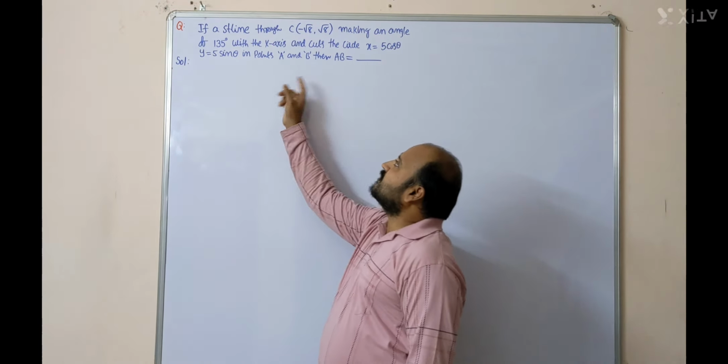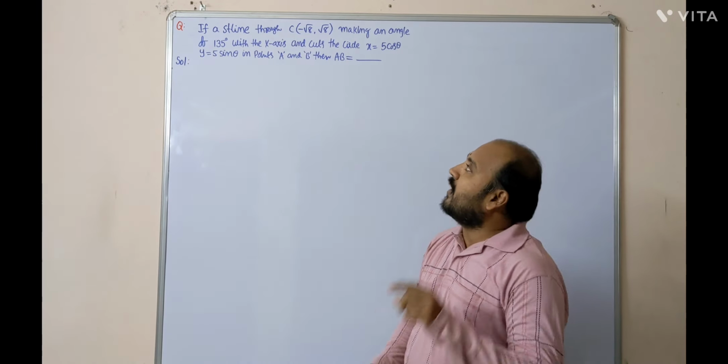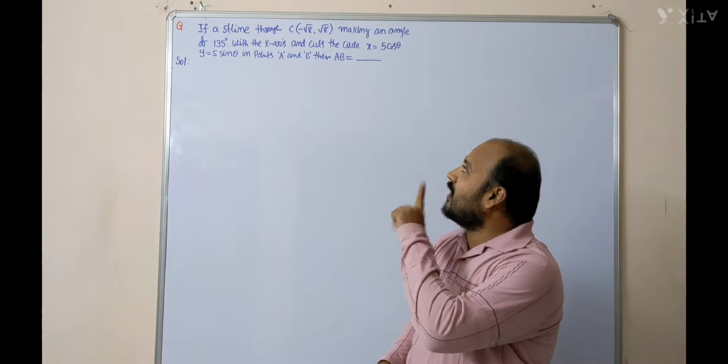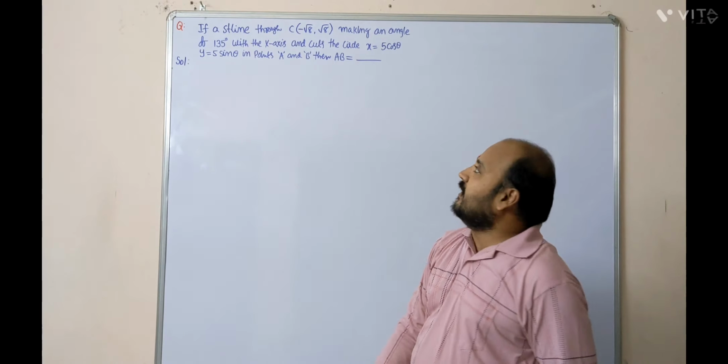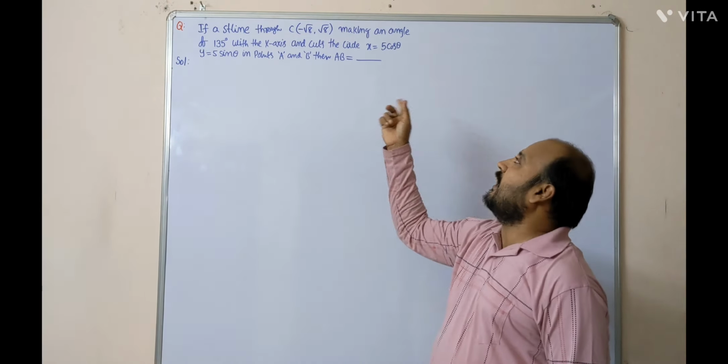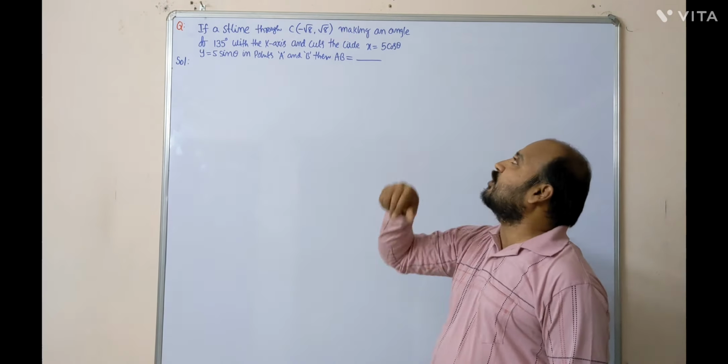If a straight line through C of minus root 8 comma root 8, minus x coordinate, y coordinate positive, so it will be in the second quadrant, making an angle of 135 degrees with the x-axis and cuts the circle x equal to 5 cos theta and y equal to 5 sin theta in points A and B, then find the value of AB. So they are asking. Observe carefully, dear students.